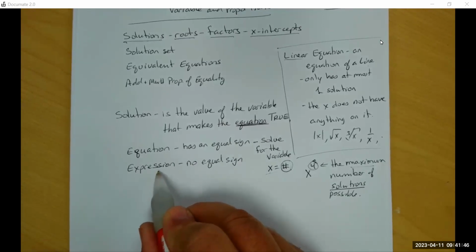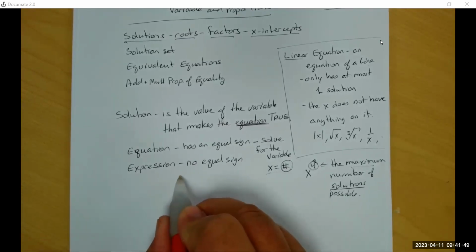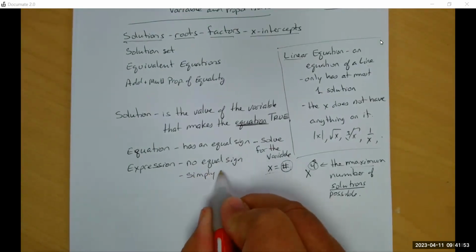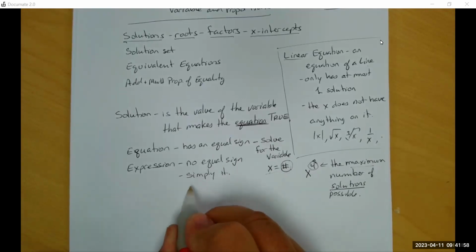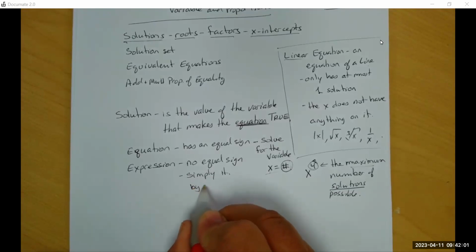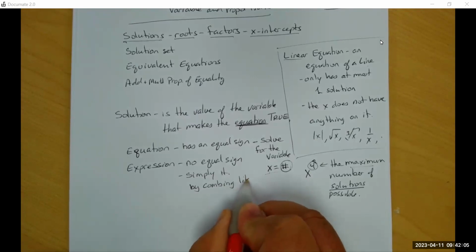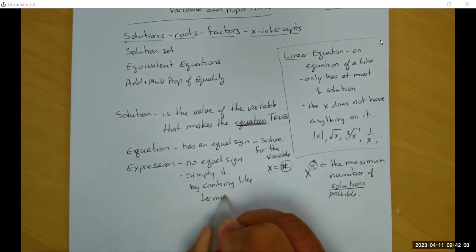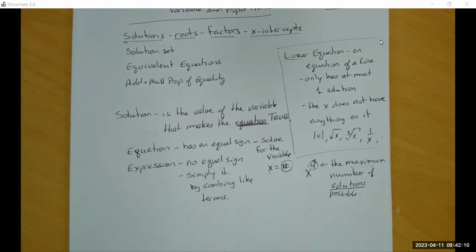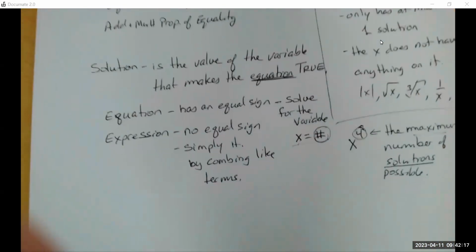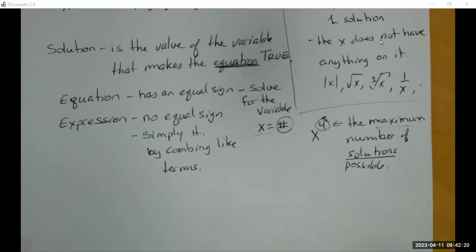An expression has no equal sign and you simplify. And you simplify it. You simplify it by combining like terms. Yeah, that should be better.